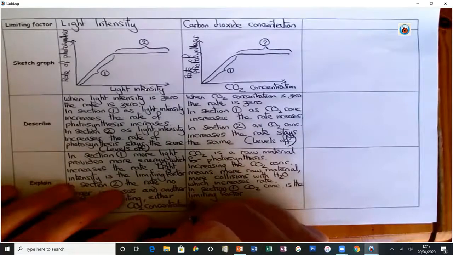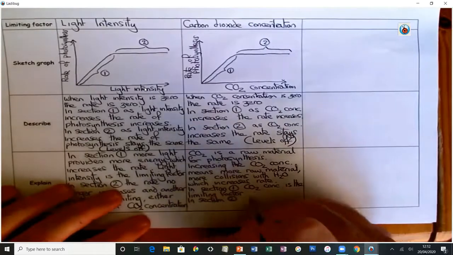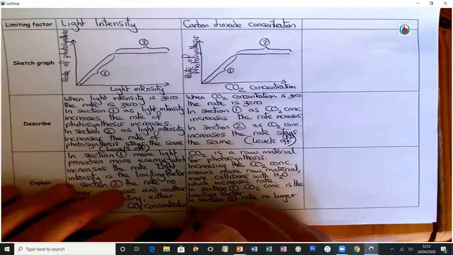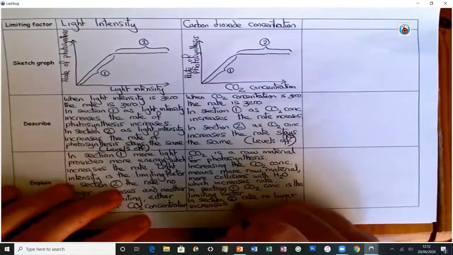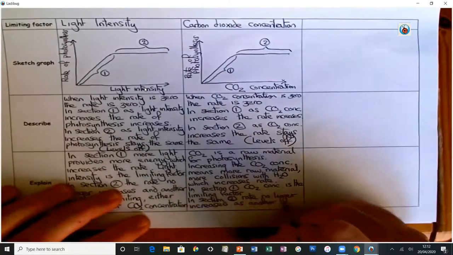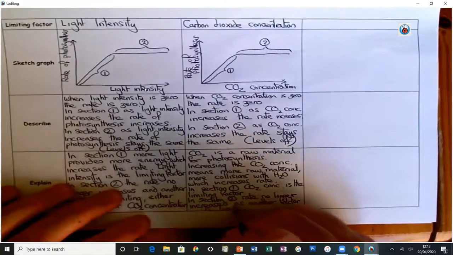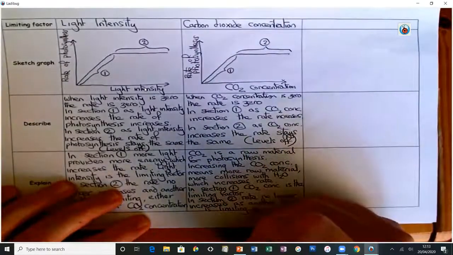So in section 2, rate no longer increases as another factor is limiting. And this time it's either light intensity or temperature.